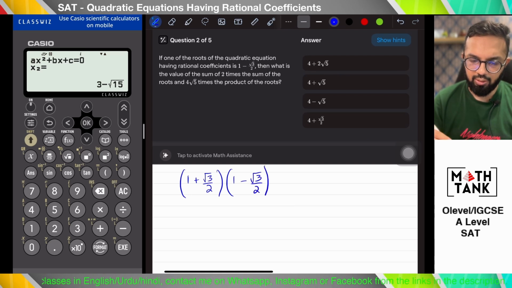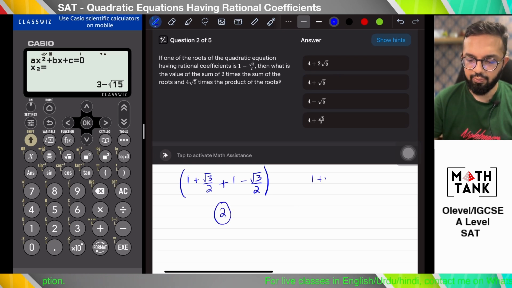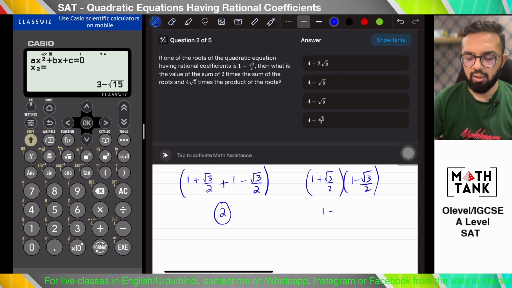Now, what is the value of the sum of 2 times the sum of the roots? So what is the sum of the roots? Let's just add them. The sum of the roots is 2, and the product of the roots is 1 plus root 3 over 2 into 1 minus root 3 over 2. Okay, that would give me 1. I can do this on my calculator as well, but this is going to give me 1 minus 3 over 4, which is 1 over 4.